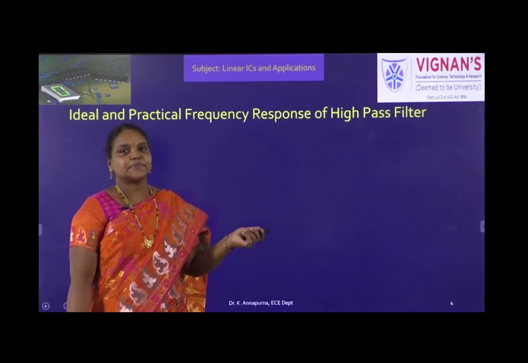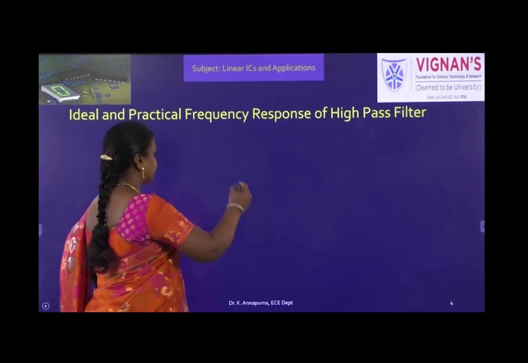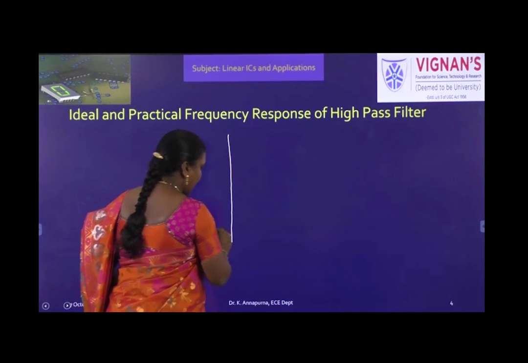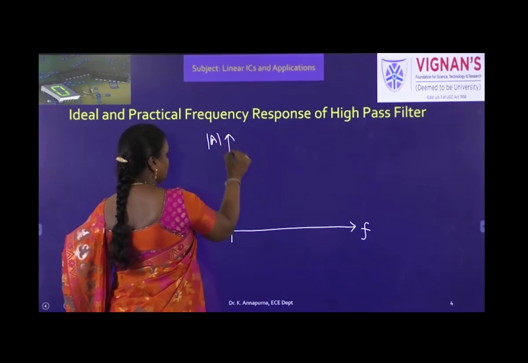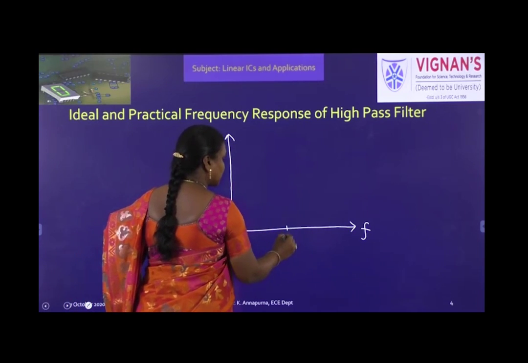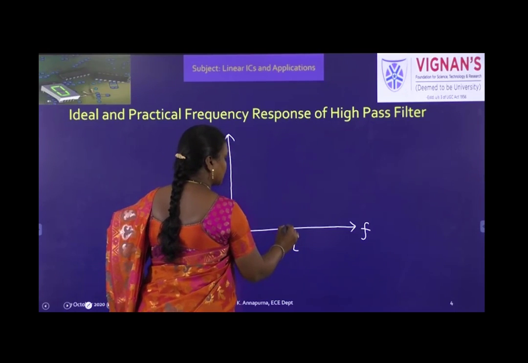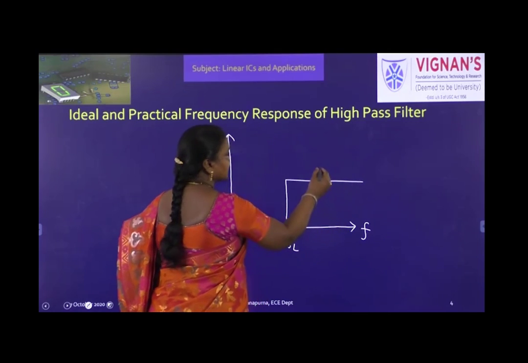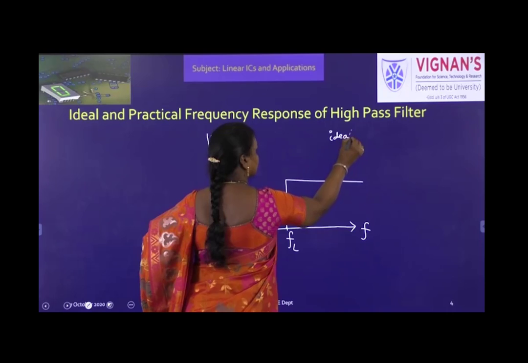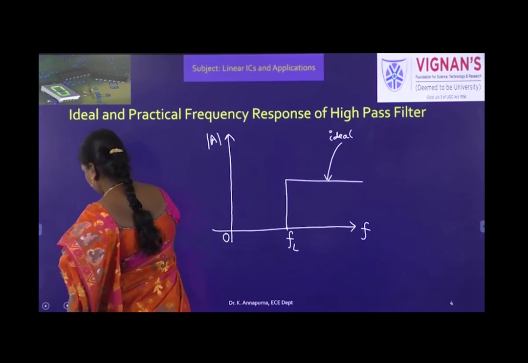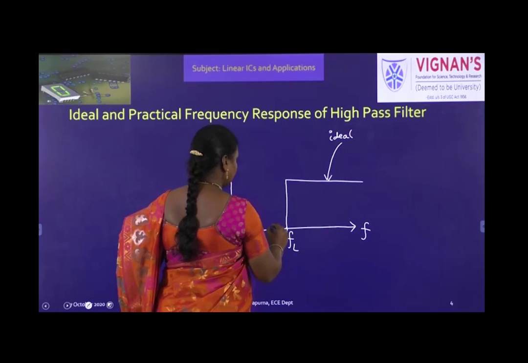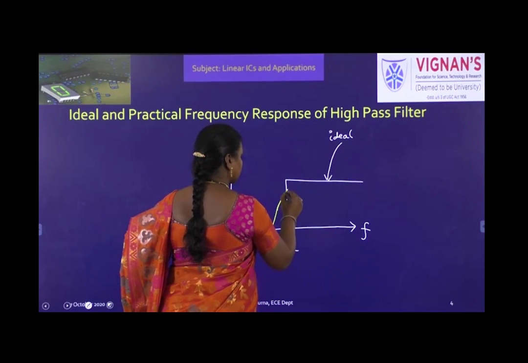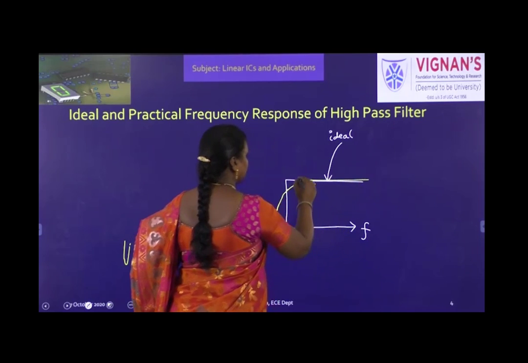Now let us see the frequency response of the ideal and practical high-pass filter. First, the ideal frequency response. On the y-axis we are taking gain, on the x-axis frequency. Suppose this is your cutoff frequency. The ideal frequency response will be like this. The practical response will be like this.